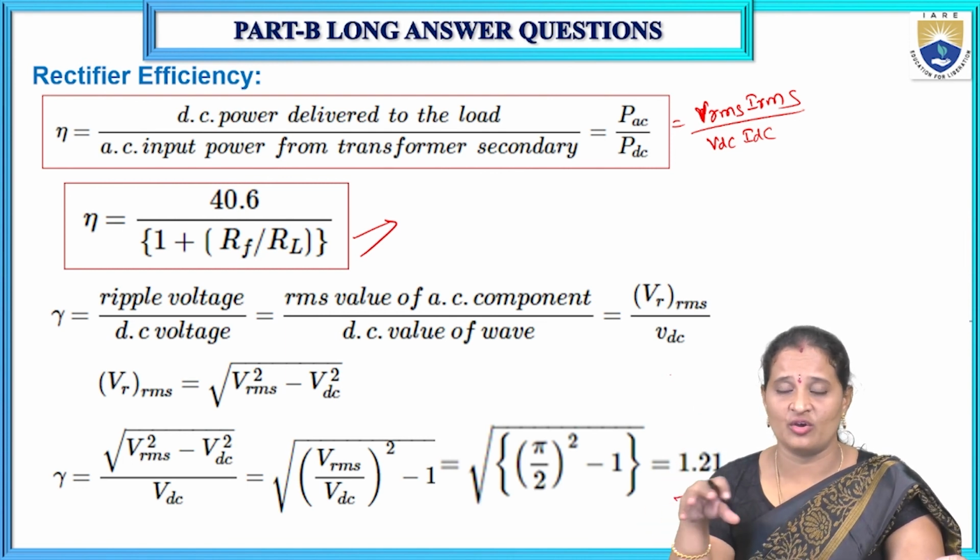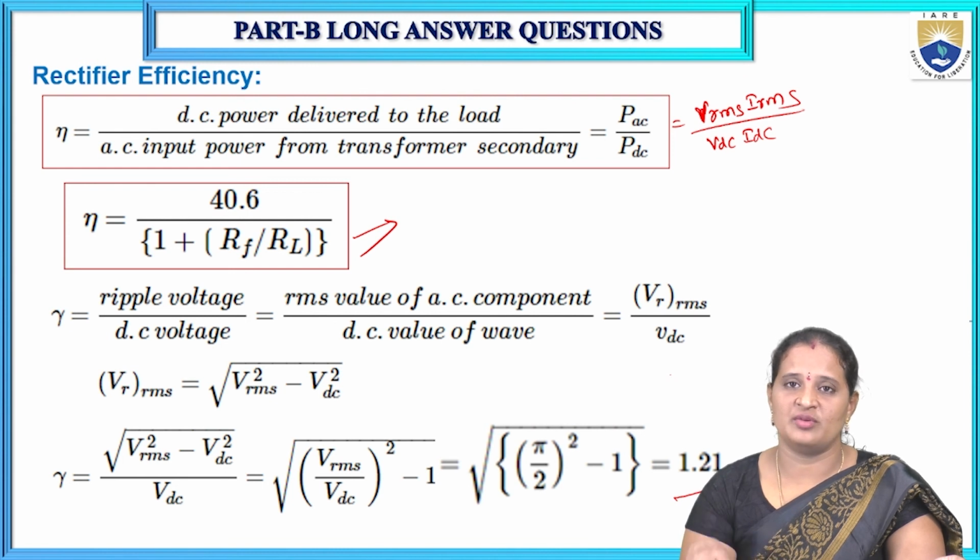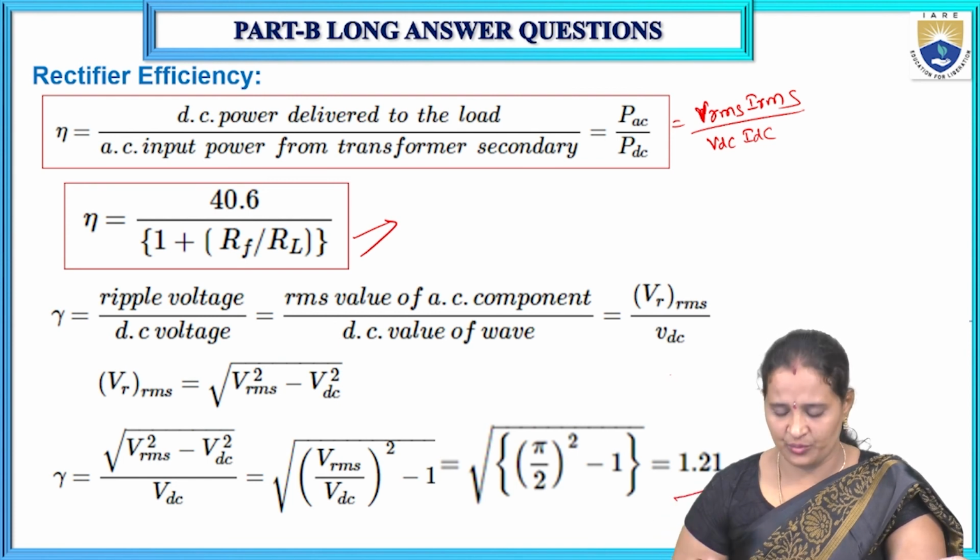First define, write down the definition of efficiency. What do you mean by efficiency? What do you mean by DC value? Ripple factor. Write down the definition and do the derivation.